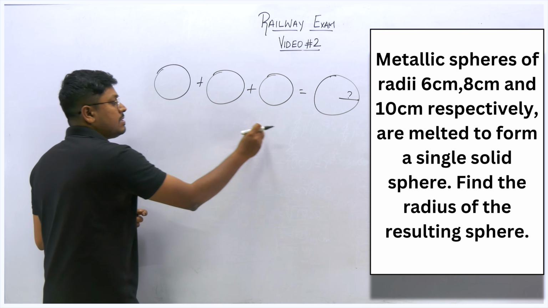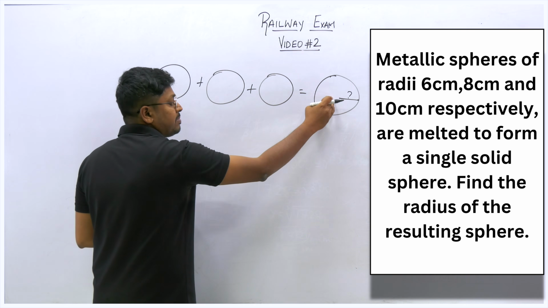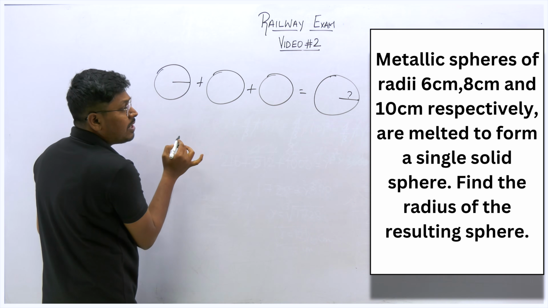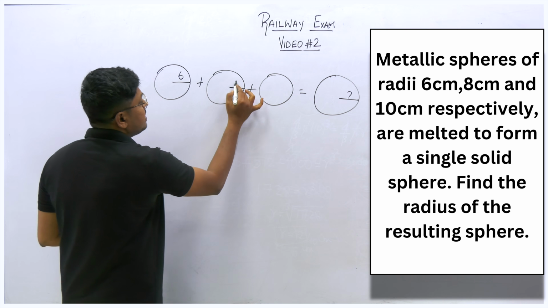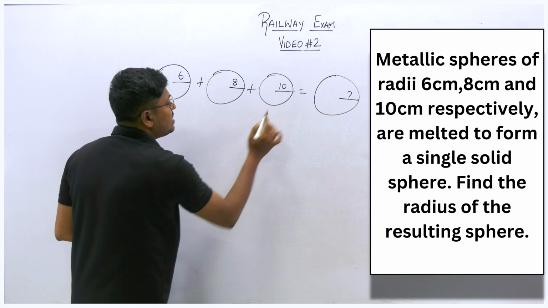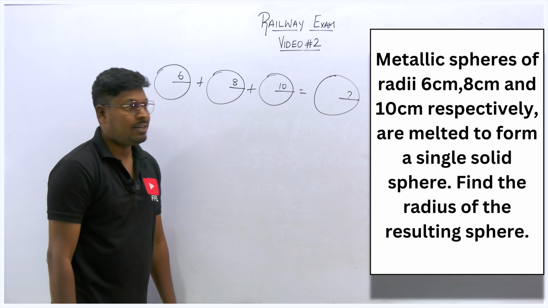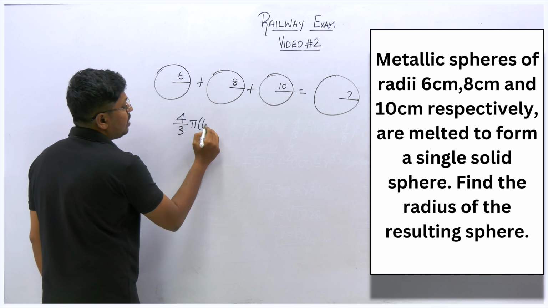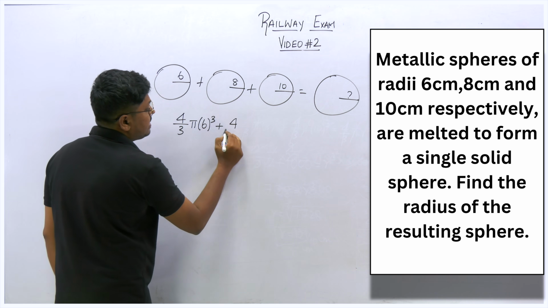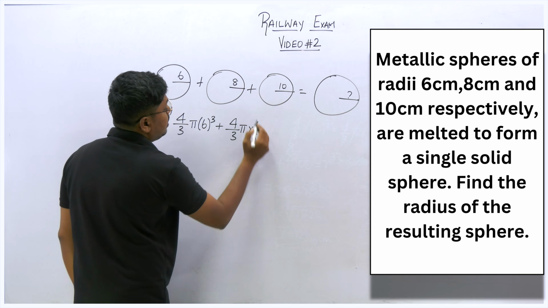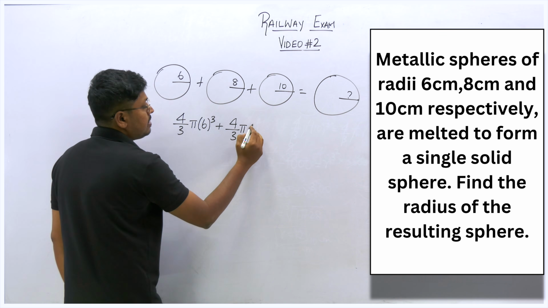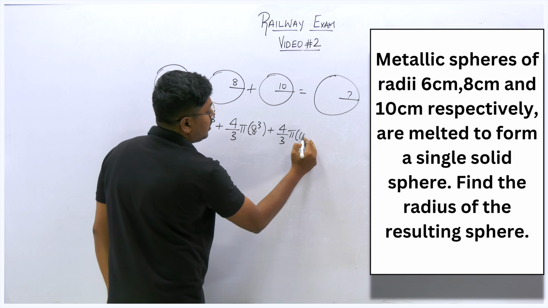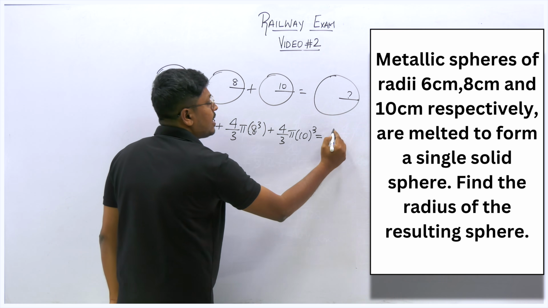Add all the volumes, and the resultant will be equal to the volume of a sphere. Again, our target is to make a sphere, right? So the first sphere's radius has been given as 6 centimeter, 8 centimeter, 10 centimeter, and all the values are in centimeter, so you don't need to convert anything. First, volume of sphere 4 by 3 pi r cube, so r cube will be 6 cube, plus again for the second sphere 4 by 3 pi r cube, where r is 8, so 8 cube, plus 4 by 3 pi 10 cube is equal to, again our target is to make a sphere, 4 by 3 pi r cube.